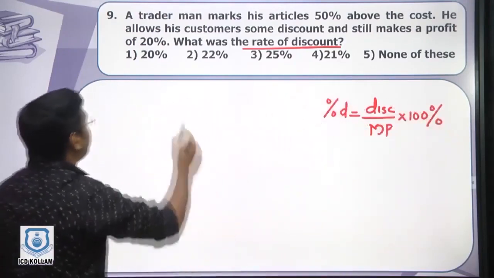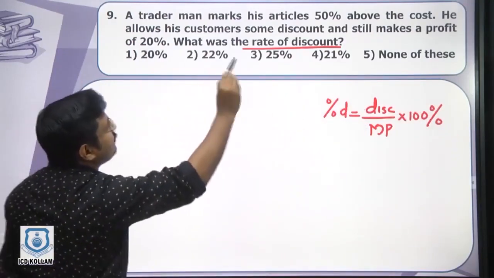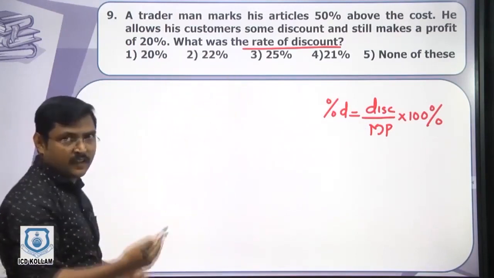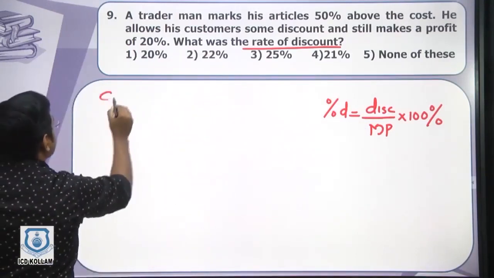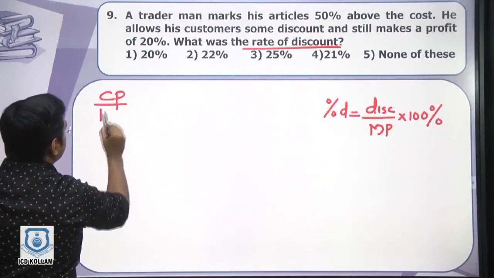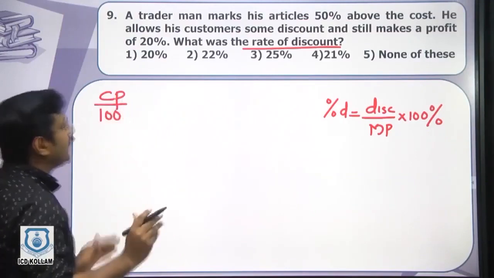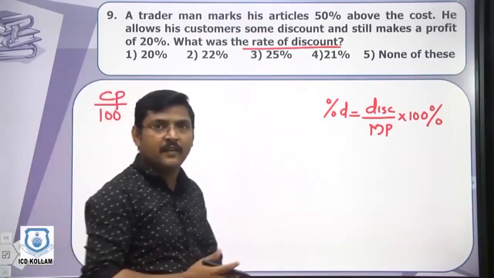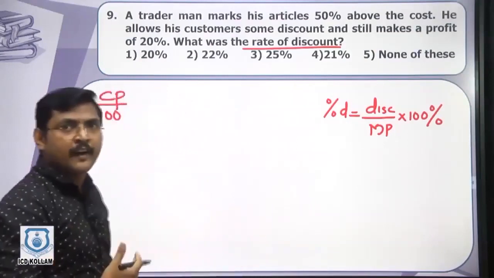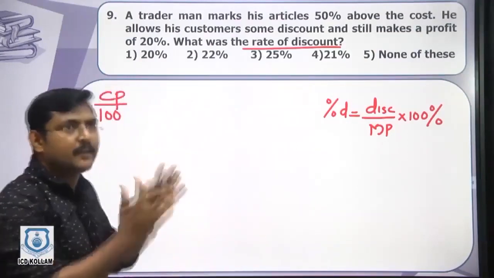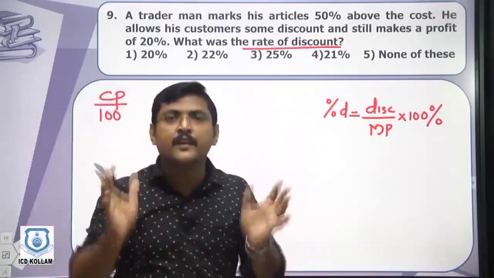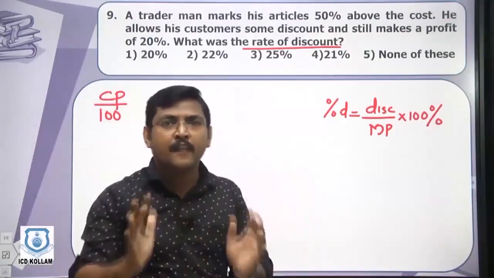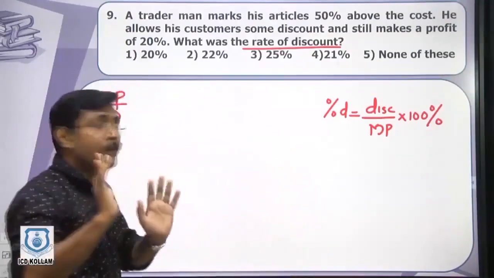For that, clearly given, a trader marks his article 50% above the cost. Actually, the cost is unknown. So I am assuming the cost price as 100. Here on reading that question, you can understand that no values are given. So we should take our assumed values to find the percentage, because it is asked to find only the percentage. Since it is asked to find only the percentage, the assumed values are enough to find the answer for the question. Remember that point always.